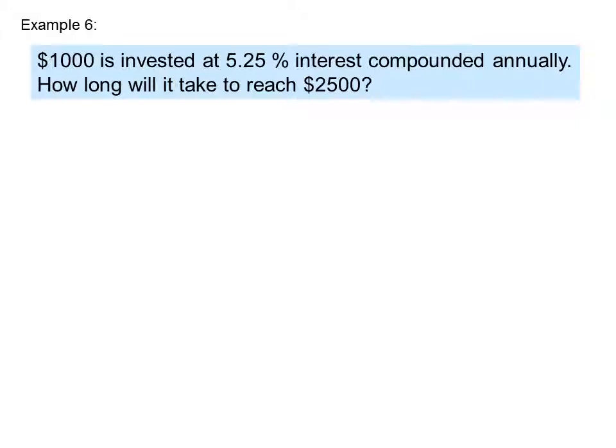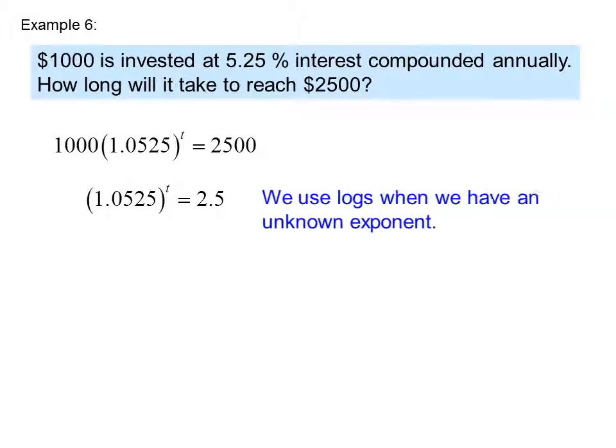If $1,000 is invested at 5.25% interest compounded annually, how long will it take to reach $2,500? We have 1,000 times 1.0525 to the t equals 2,500. Dividing both sides by 1,000, 1.0525 to the t equals 2.5. We use logs when we have an unknown exponent. Taking the log of both sides, and you could have used common log, but since we're in calculus now, we're going to use the natural log.